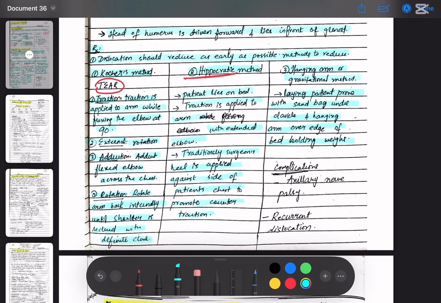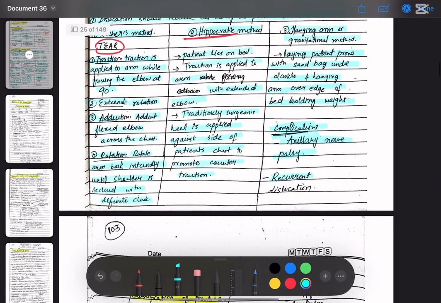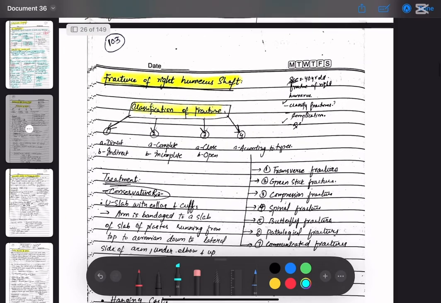Now the complications are axillary nerve palsy. What can happen in the shoulder dislocation if it is severe? Axillary nerve palsy and recurrent dislocation. These are the complications of the shoulder dislocation. Okay, so this was one of the main points.